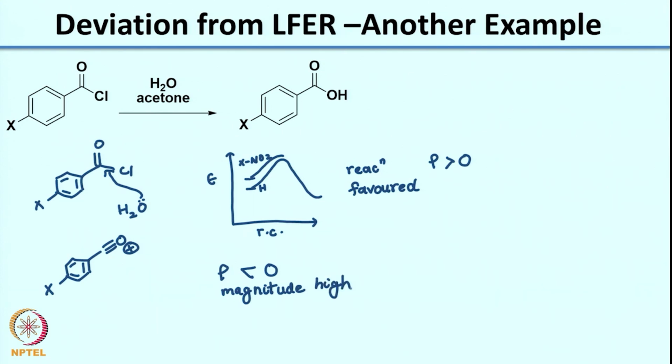One can also imagine a scenario, say you have an electron releasing substituent such as OMe with your acid chloride. You can also think of a situation where you actually generate a ketene like intermediate.